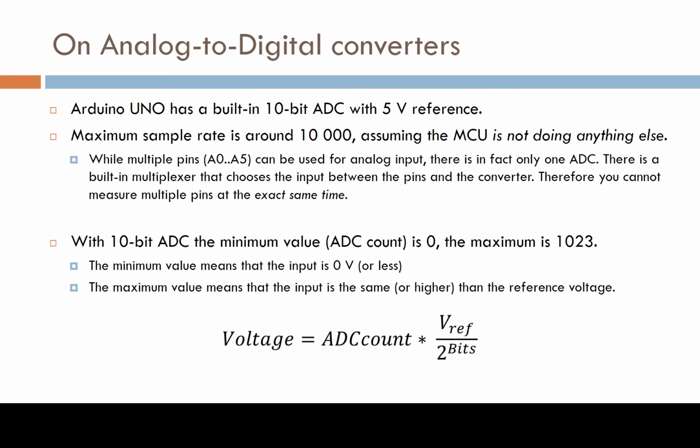Arduino, it has a 10-bit A2D converter with 5 volts reference. So practically it means that it's about 5 millivolt step size in that conversion. So the maximum sample rate is around 10 kilosamples per second, assuming that the MCU doesn't do anything else.